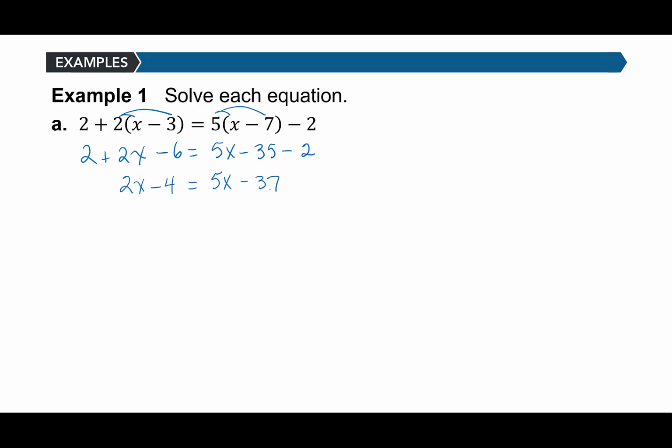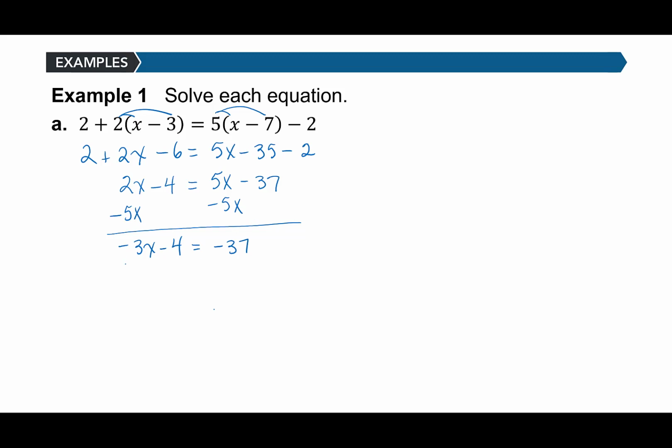So now we need to get the variables on one side, the constants on the other. And so if I want to eliminate the variable from the right side, I need to subtract it off. So I will subtract 5x from each side, remembering that what I do to one side, I have to do to the other. So I'll subtract 5x from each side. 2x minus 5x is negative 3x minus 4, and that's equal to, well, now the 5x minus 5x is 0, and then minus 37.